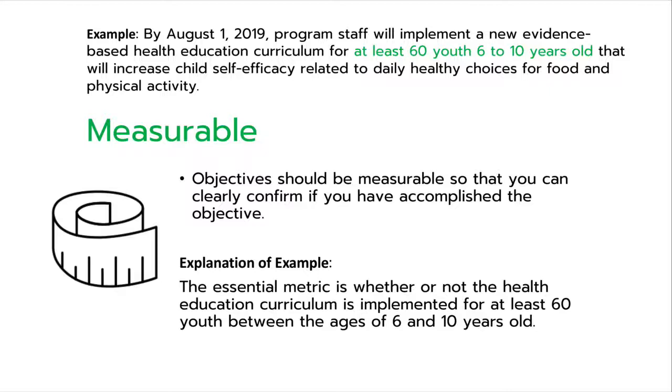We define measurable in this case as the example of having at least 60 youth who go through this program. And then again, by defining those youth in terms of their age. So not just 60 youth of any ages, but 60 youth from 6 to 10 years old. So using your program records, you can say, yes, we accomplished this goal, or we did not.